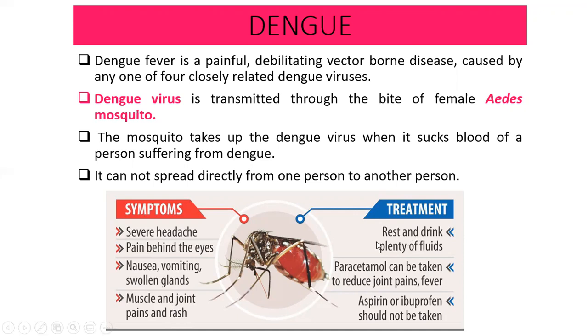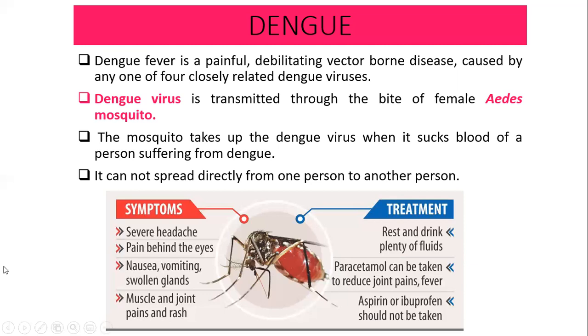Now, what are the treatment measures? Taking complete rest, drinking plenty of fluids, which means you have to always keep your body hydrated. Paracetamol can be taken as a painkiller for joint pain and all. Then ibuprofen or aspirin can also be taken. So these are the treatment measures.